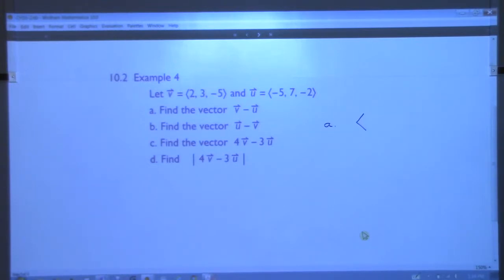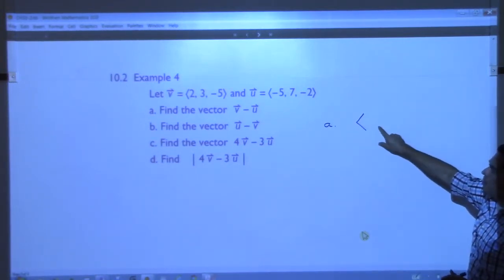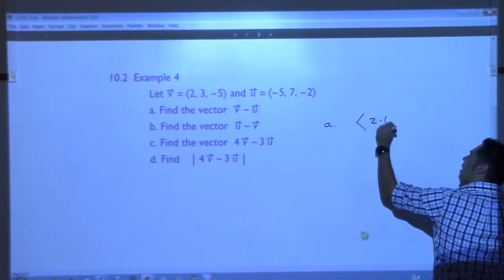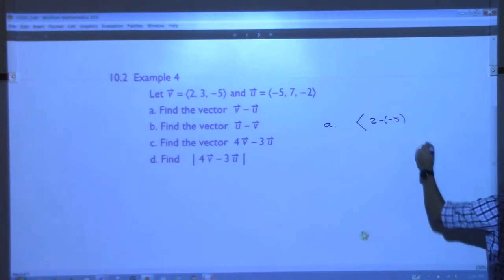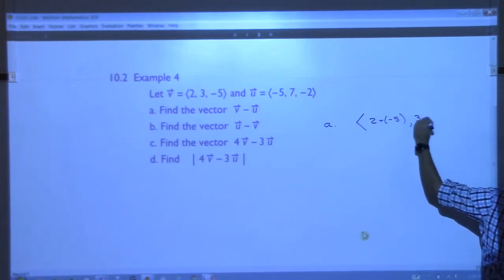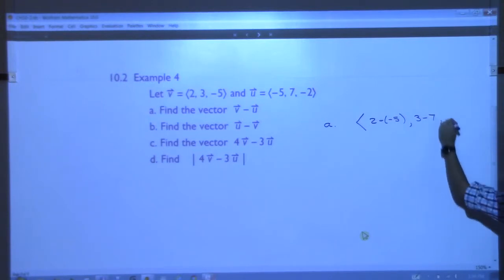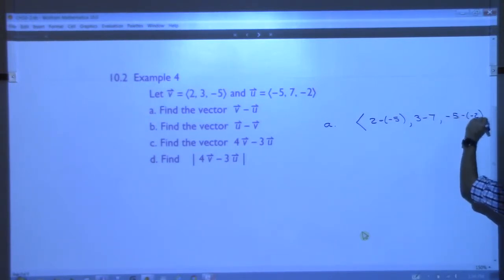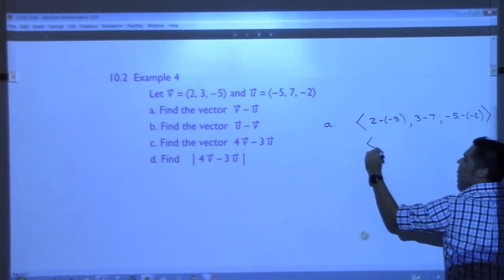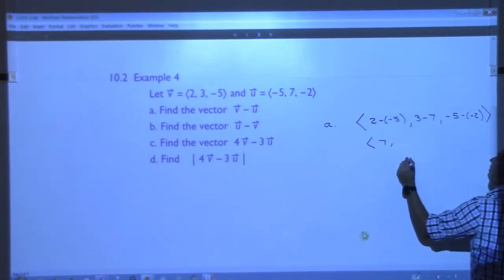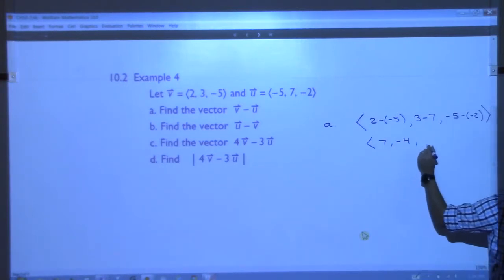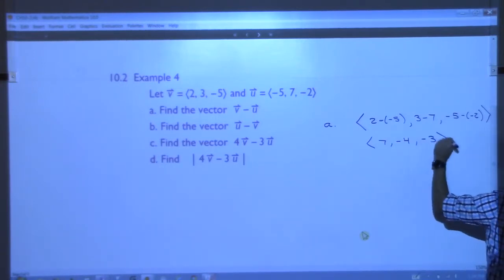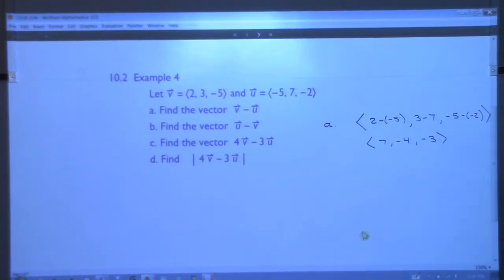You're mostly going to subtract the components. Yes. Okay, so I would start with doing what minus what here? You do 2 minus -5. 2 minus -5. Everyone on board with that? Okay, and then comma, 3 minus 7, comma, and then -5 subtracted by -2, and then close that out, and let's just finish this up. This is 7, -4, -3, yeah. Okay, so that is the vector v minus u. Good.